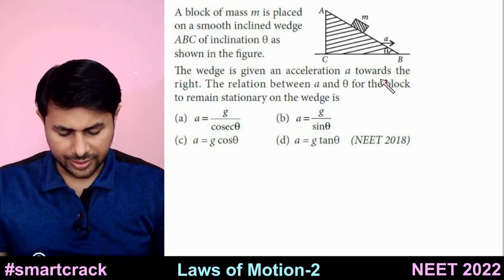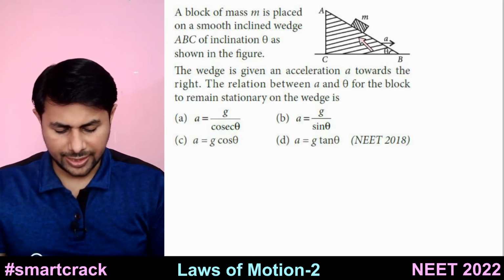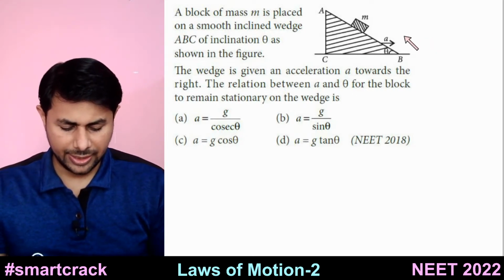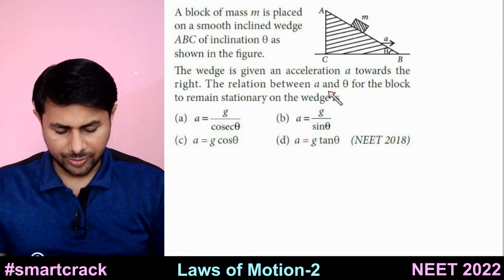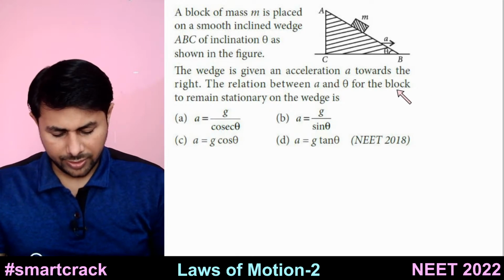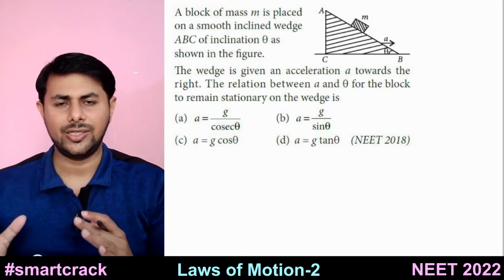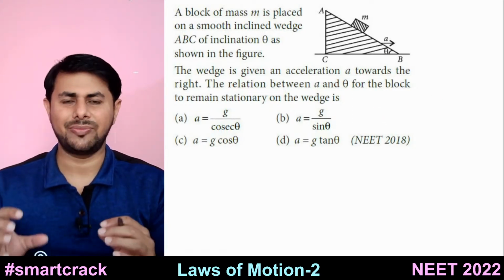The wedge is given an acceleration a towards right. So it is given an acceleration a towards right. The relation between a and theta for the block to remain stationary on the wedge is... Okay, so the block should remain stationary.